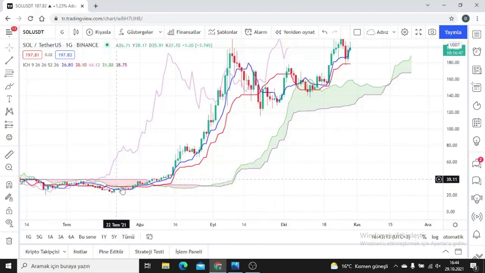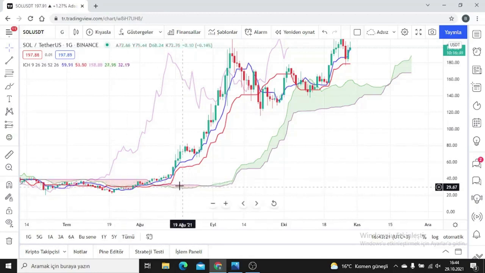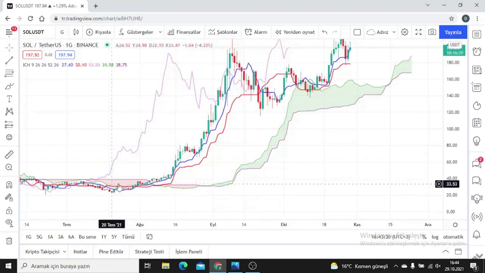Now let me talk about the language of the cloud. If the cloud is thin like this, it works here as a support. It is called a thin, i.e. weak, support. If it stays here any longer, the cloud is called a strong resistor. And as you can see, the cloud gets narrower and thinner as it cuts towards the cloud over there. And now we see that the resistance there is weakening.